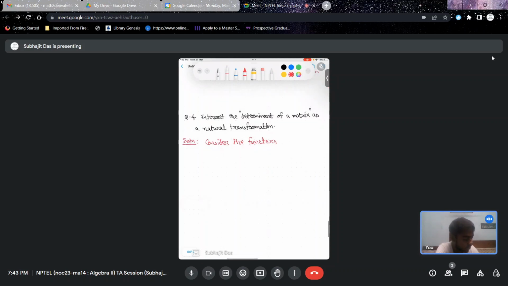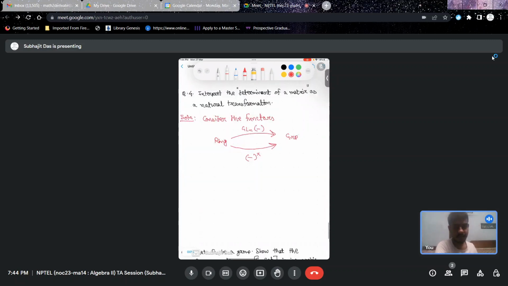So we consider these two functors. We have Ring on one hand and Grp on the other hand, and we take these two functors. The first functor is GL_n bar, and the second functor from Ring to Grp is the units functor, R cross. We have mentioned these functors just in the last exercise.